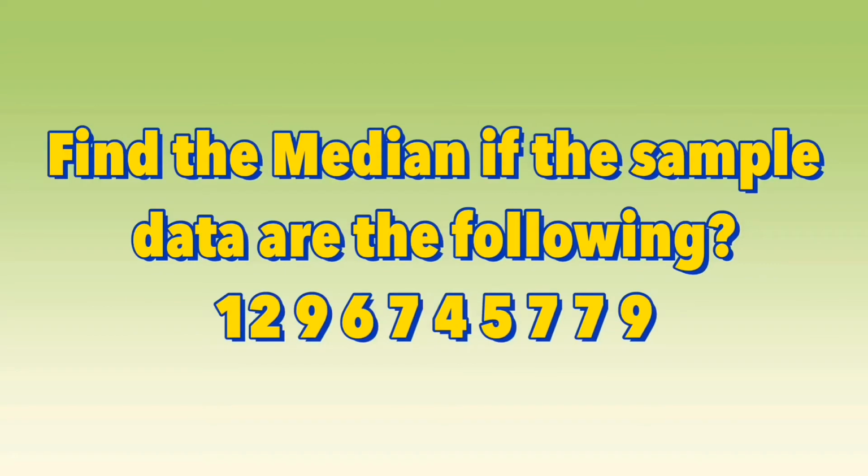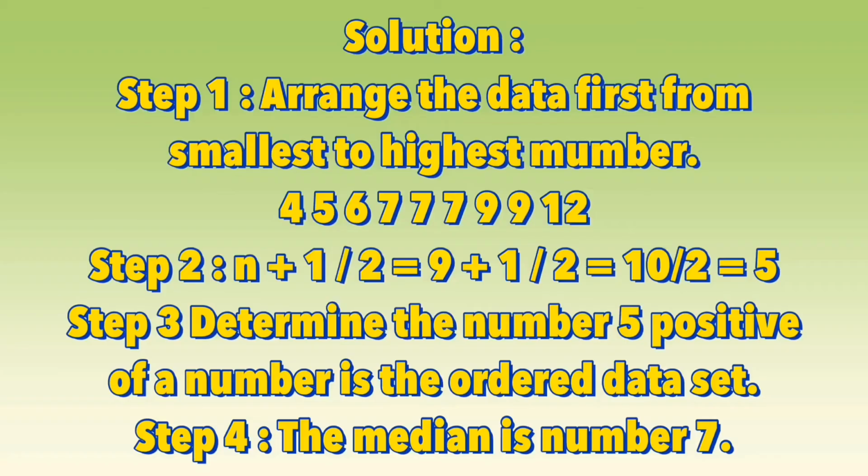Okay, number 2, next problem. Find the median if the sample data are the following: 12, 9, 6, 7, 4, 5, 7, 7, 9. The first step in finding the median is to arrange the given data. It is different from the mean. For the mean, the order of arrangement is not necessary, but in median, we have to arrange first the given sample data. The arrangement now is 4, 5, 6, 7, 7, 7, 9, 9, 12.